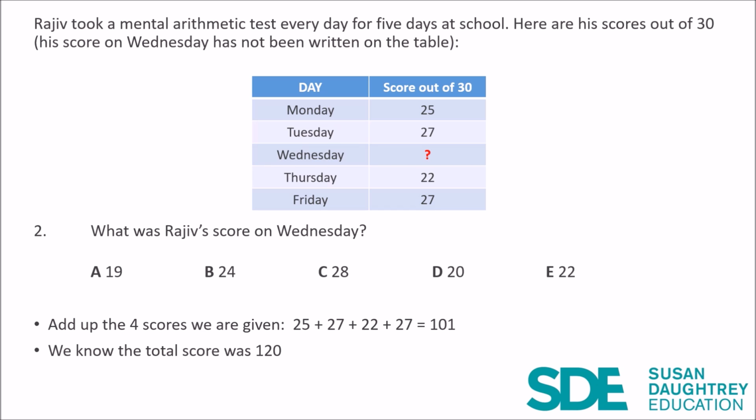We know the total score from the previous question was 120. So on Wednesday he must have scored 120 minus 101. He must have scored 19. So my answer there would be A.